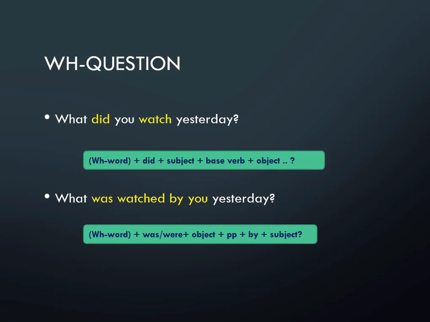In the first question we concentrate on the doer of the action. What did you watch? But in the second question the action itself is focused, not the doer. So we write by you at the end of the question. What was watched by you yesterday? Well, the most important thing for us is what you watched yesterday.